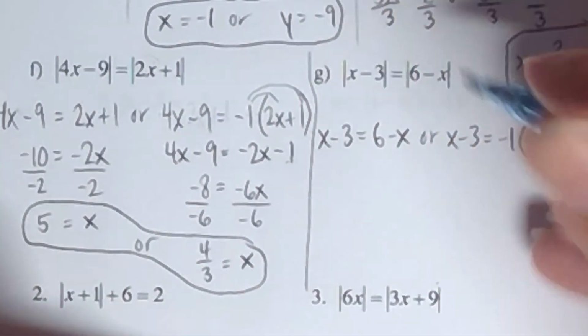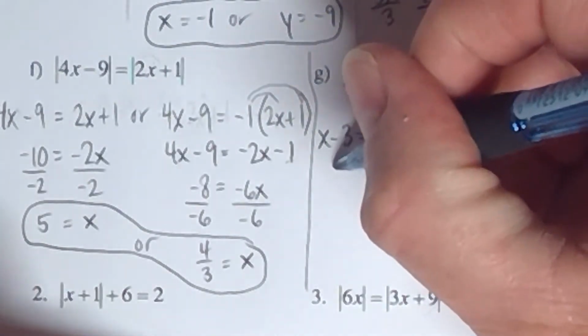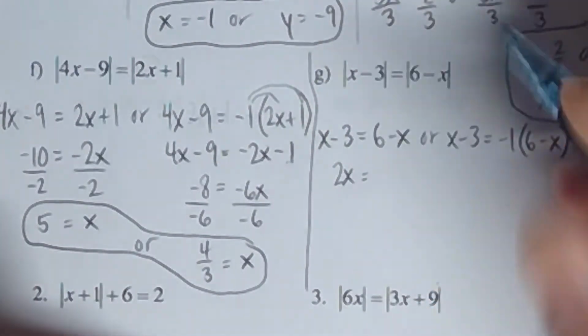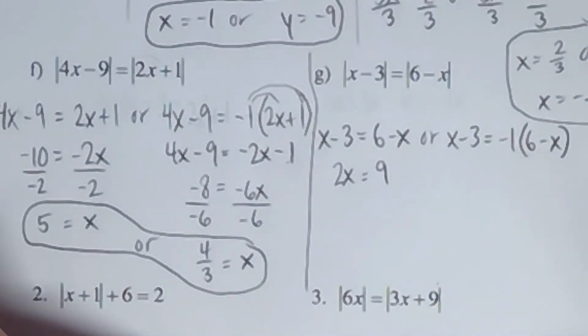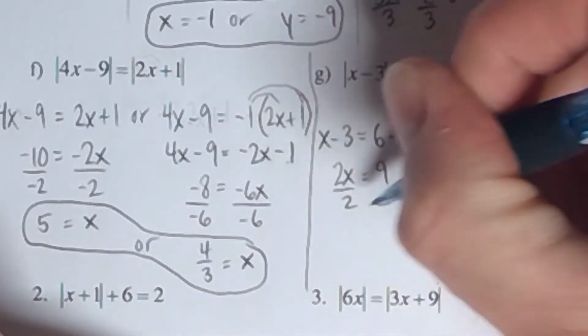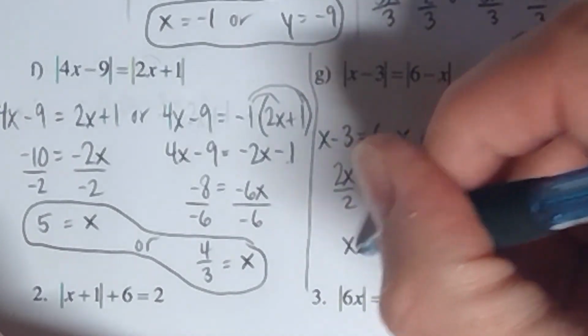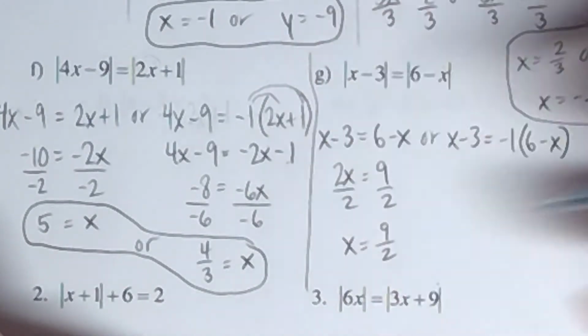So I'm going to add the x over with this x. I'm going to add the 3 over with the 6. Since the 3 was negative, I add it over. I then divide out and I get x equal to 9/2. But then something funny happens on this other one.